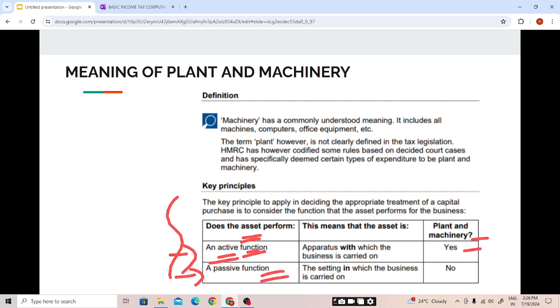If the asset performs a passive function, the setting in which the business is carried on will not qualify as plant and machinery. Apparatus with which the business is carried on. Apparatus means equipment or technical machines. Apparatus means equipment, that is, assets through which we carry out our business.